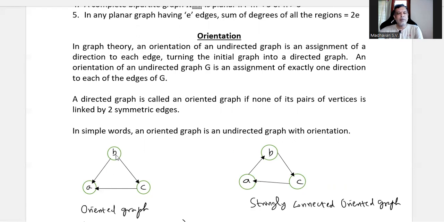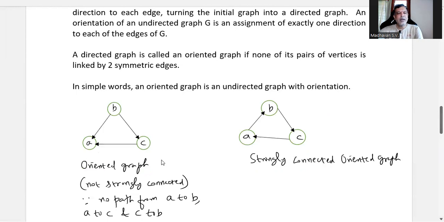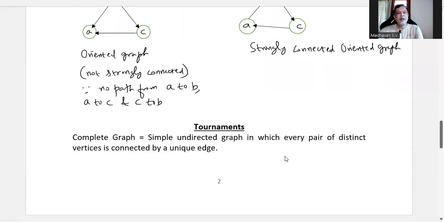So this is an oriented graph. B to A it is going, C to A it is going, B to C it is going. This is strongly connected oriented graph because A to B and then B to C and then C to A. This is not strongly connected since there is no path from A to B, A to C, and C to B. Even if you go in a different direction, you don't find a path. Whereas this is a strongly connected graph because from A, I can go to any of the vertices. From B also, I can go to any of the vertices. There is a connection.